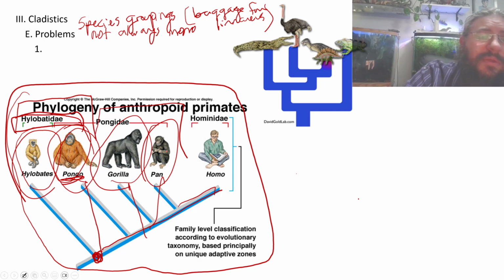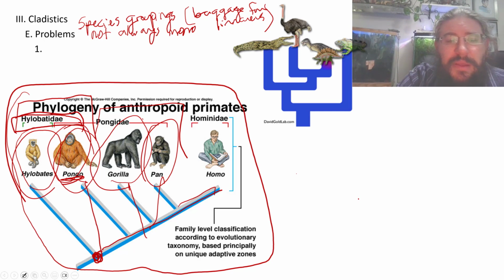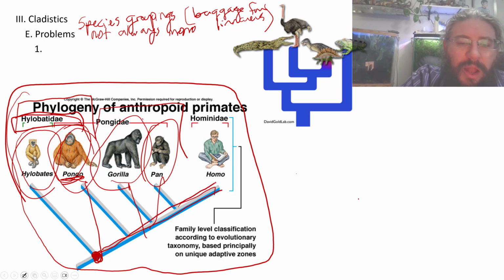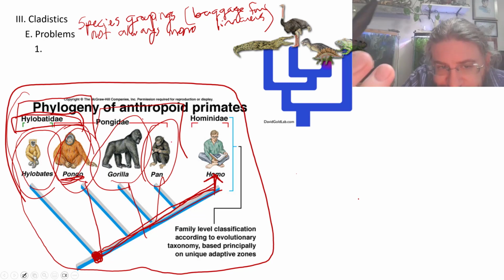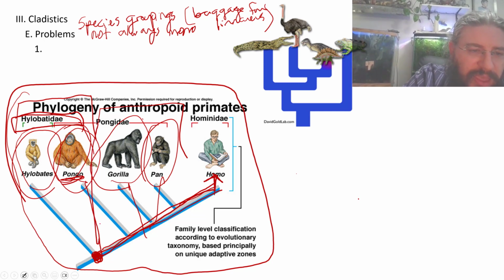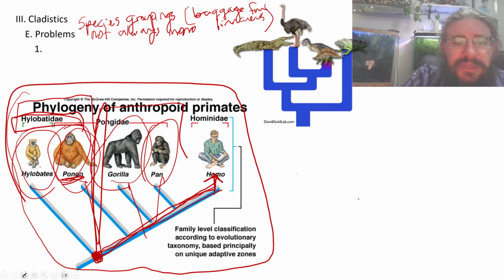Pongidae as a group is also paraphyletic, because a monophyletic clade includes a common ancestor and all of the derived species. So Pongidae is an odd clade. It technically violates the rules of cladistics because, A, orangutans and gibbons share a much more recent common ancestor than gorillas and chimps, so it doesn't really make sense to put them in Pongidae.